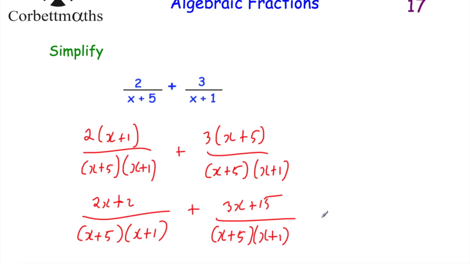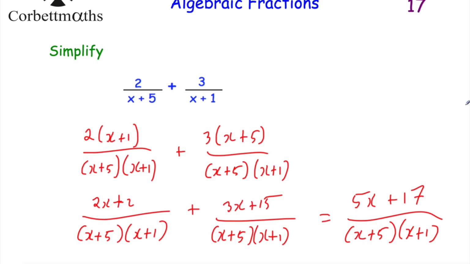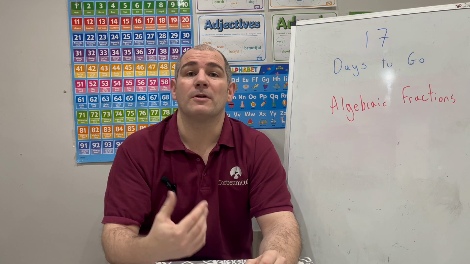Now let's add them together because we've got the same denominator. So our answer will have the same denominator, x plus 5 brackets x plus 1. And in terms of the numerator, 2x plus 3x is 5x, and 2 plus 15 is 17, so plus 17. And that's it, we're done. So in this video, we've looked at algebraic fractions.